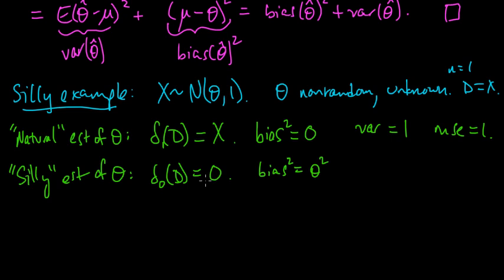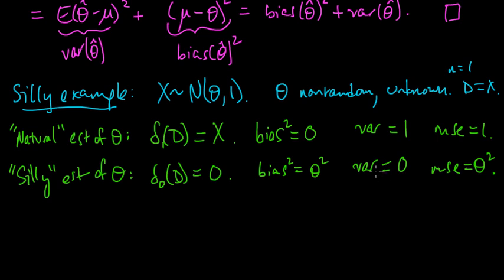The bias is the difference between the expected value of the estimator and the true value. The expected value of 0 is 0, of course, and the true value is theta, so the bias squared is theta squared. The variance, what is the variance? The variance of this is just a constant, right? So the variance is 0. And so the MSE is theta squared.